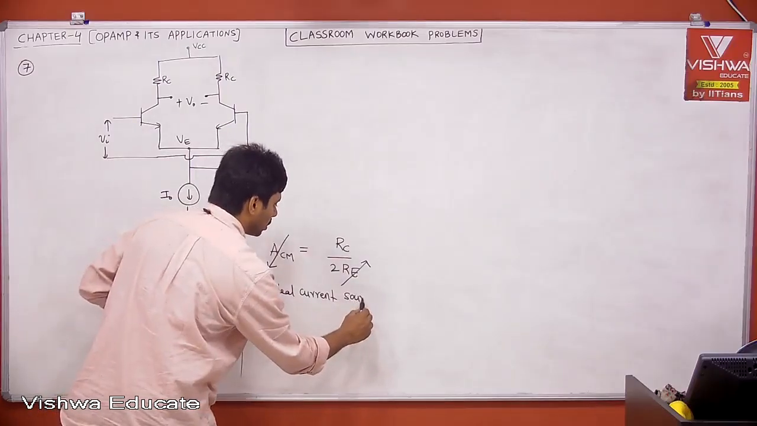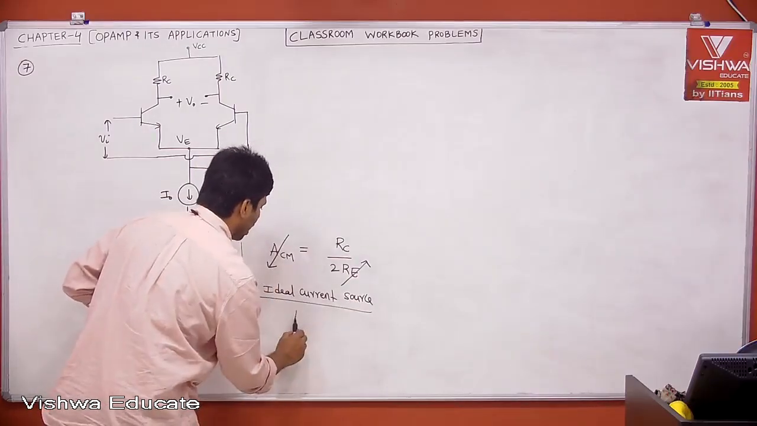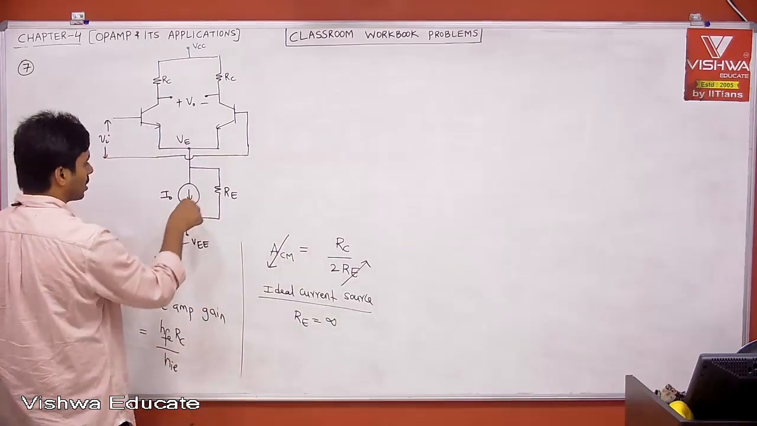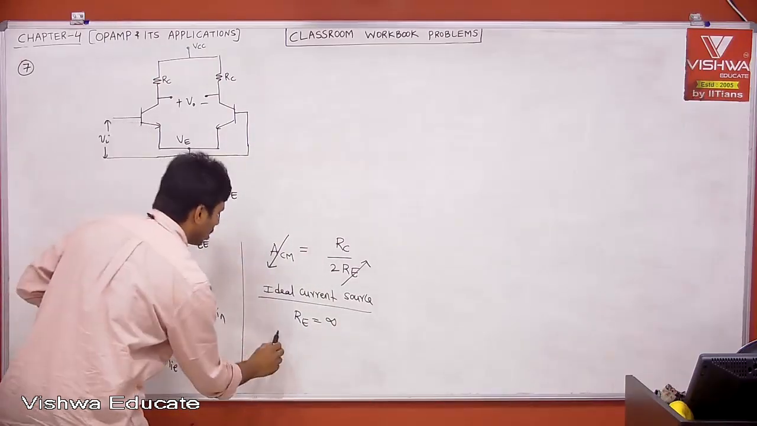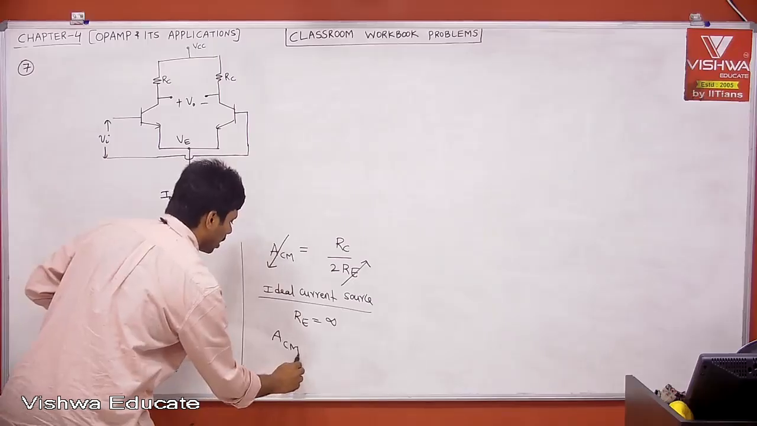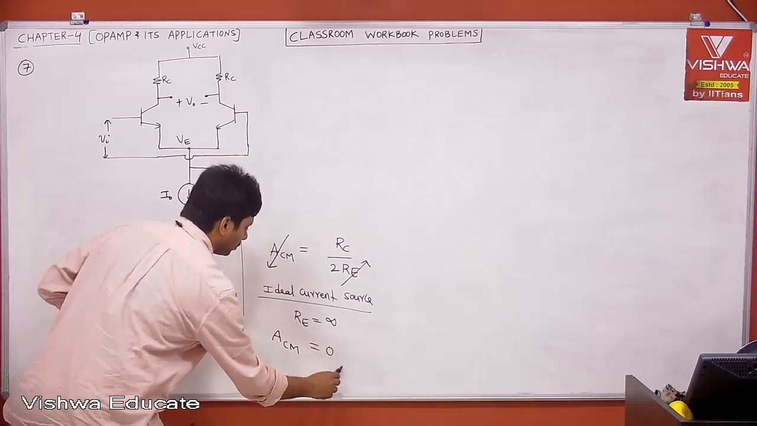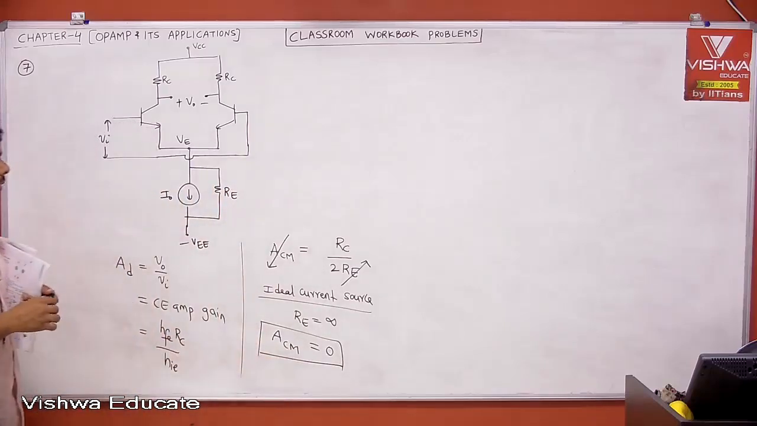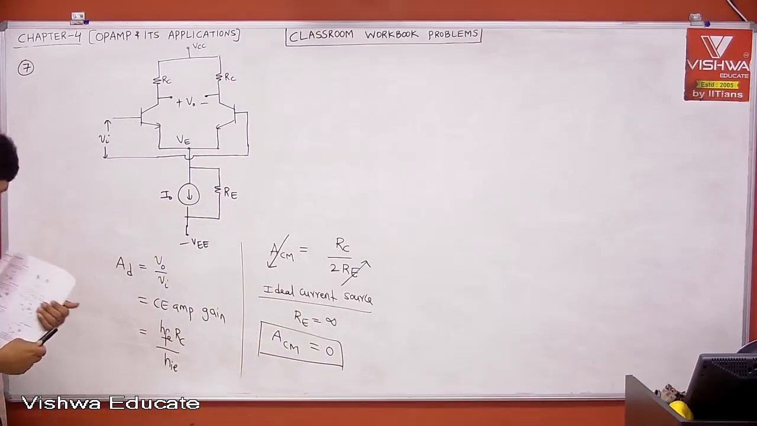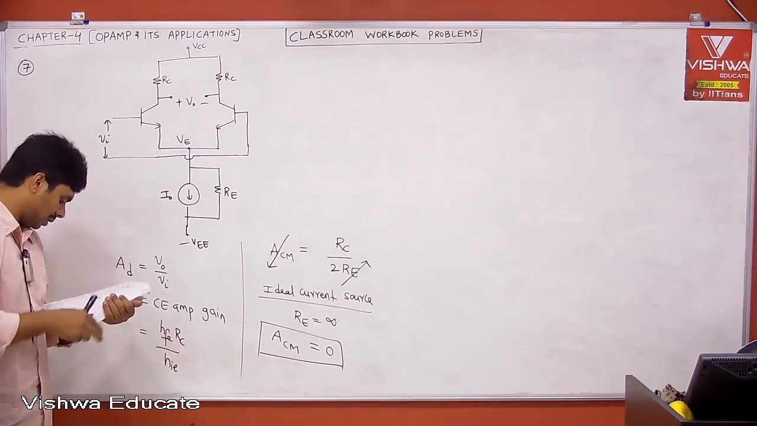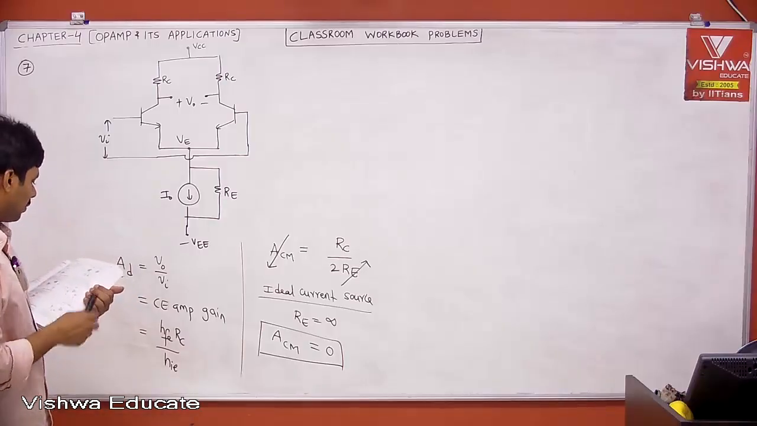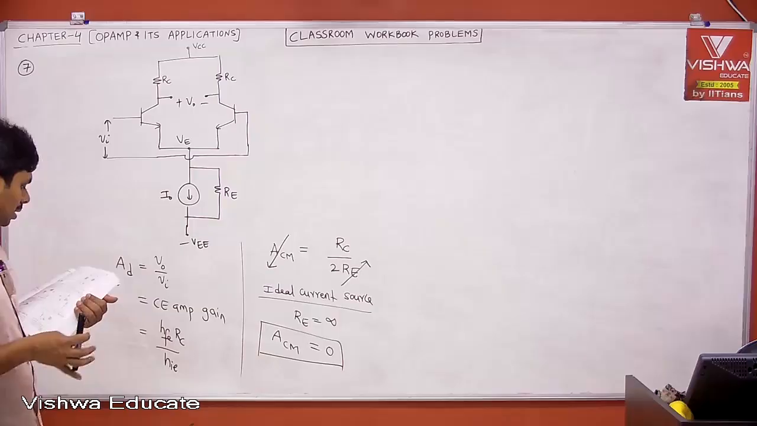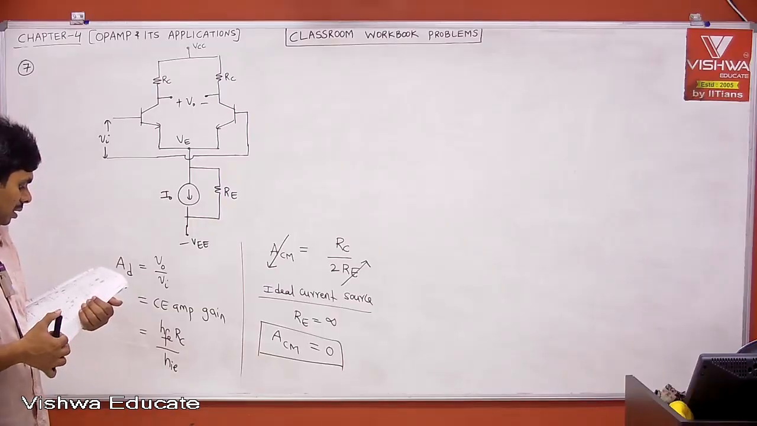If you take an ideal current source at the bottom, then what is your RE? RE is infinity, open circuit, then it is simply a current source. Then what is your common mode gain? Your common mode gain will be 0. That is what I told before, right? Therefore, what is the answer? If RE increases, your common mode gain will decrease. That's it. Option B: common mode rejection ratio increases.